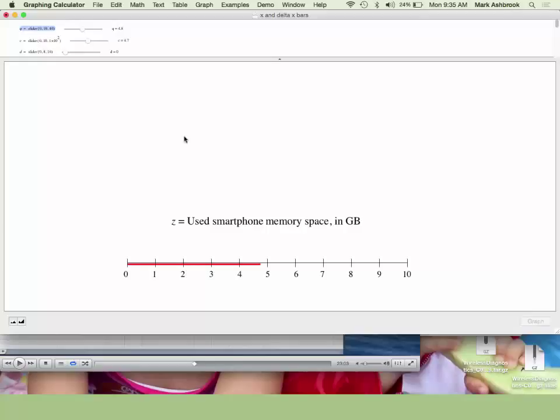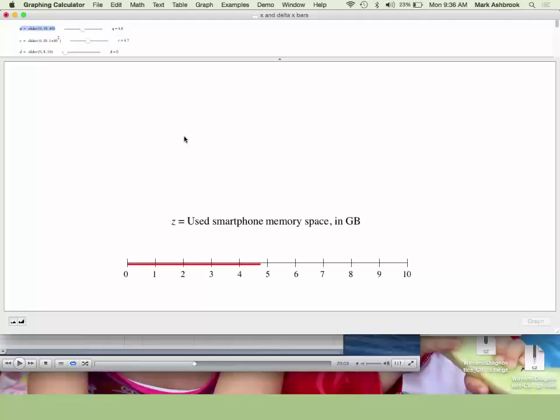So here, I'm defining the variable z as used smartphone memory space in gigabytes. How did I do defining that variable? Do you like it? Is it a quantity? Is it fully specific? Does it have units? Yes. Okay, and so I'm showing it here as a bar on the number line.